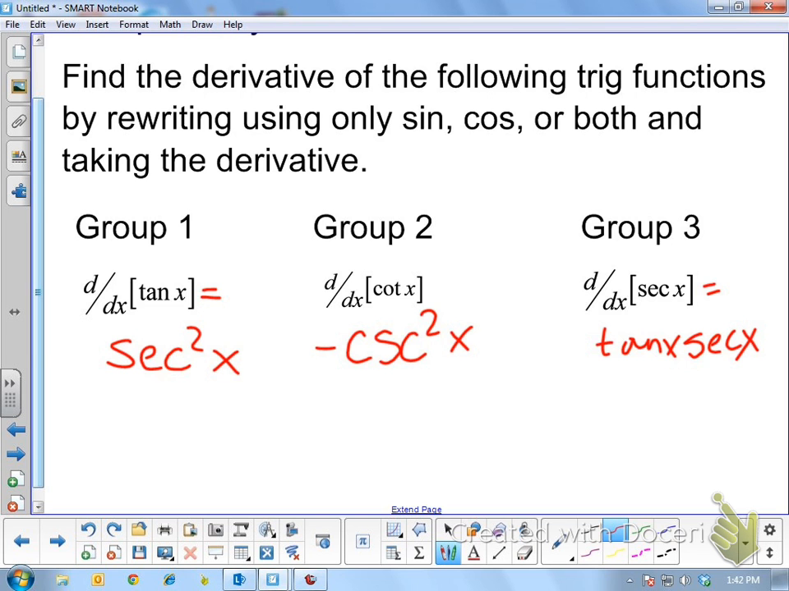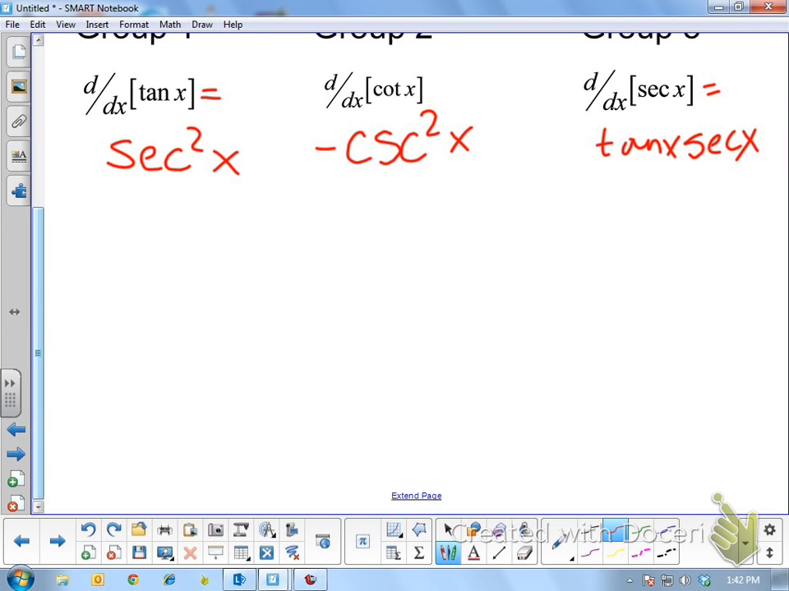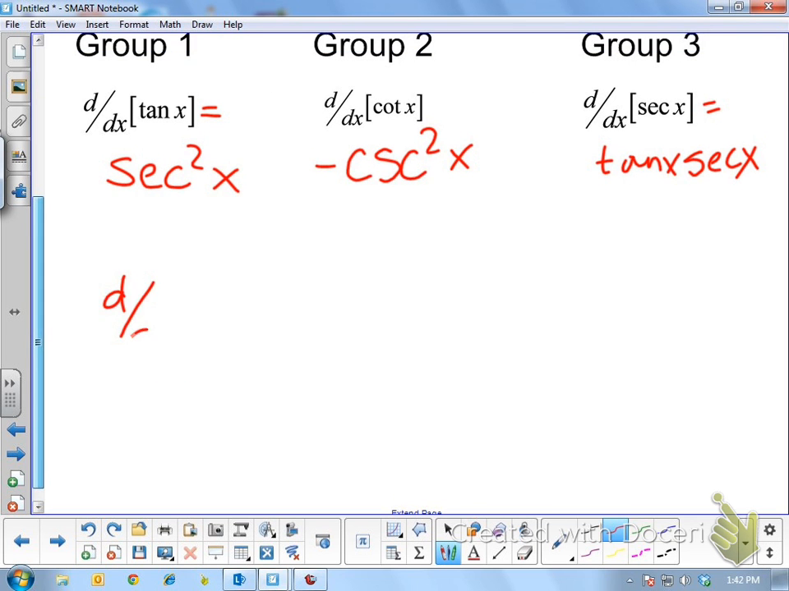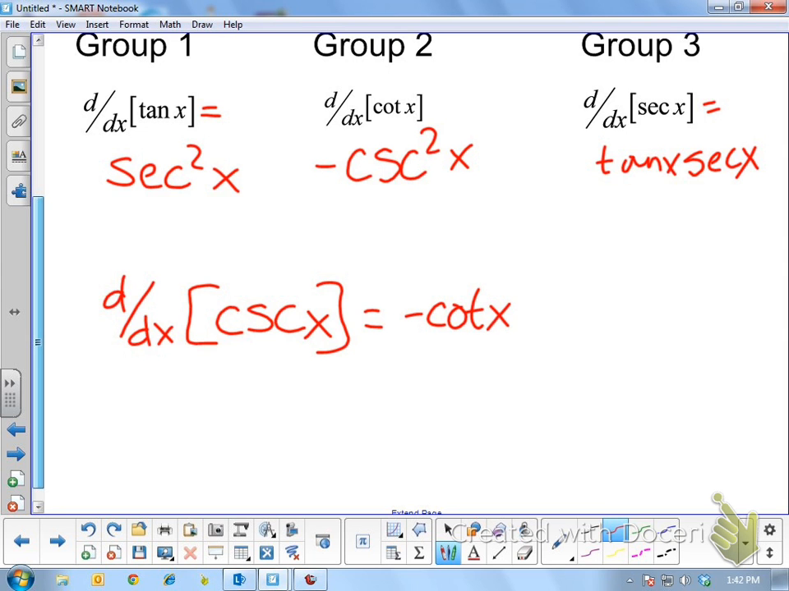And the derivative of cosecant x is negative cotangent x cosecant x.